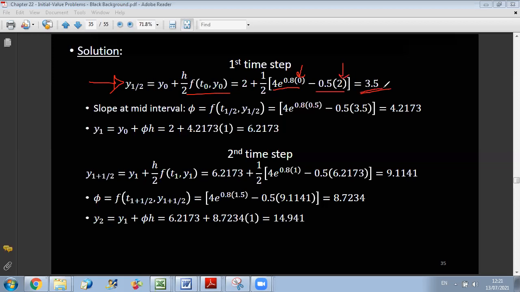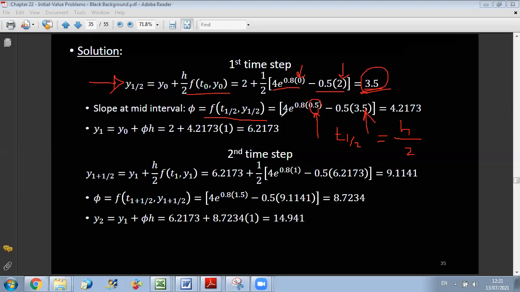Once I have y half, now I will evaluate f(t half, y half). What is t1 half? You know that t1 half is simply h over 2. So we have h equal to 1, so t1 half will be 0.5. And y1 half has just been evaluated. So we just have to replace in the y prime equation: we replace t by 0.5 and y by 3.5.